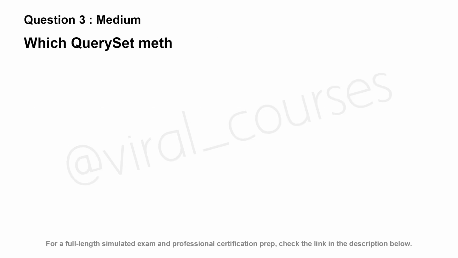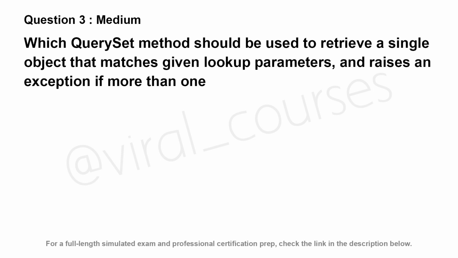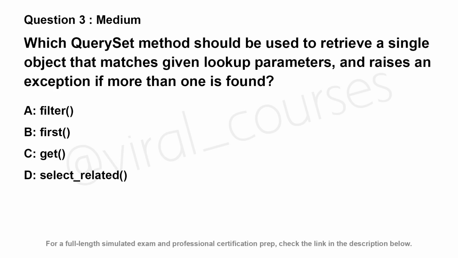Which QuerySet method should be used to retrieve a single object that matches given lookup parameters, and raises an exception if more than one is found? Option A, filter. Option B, first. Option C, get. Option D, select_related.